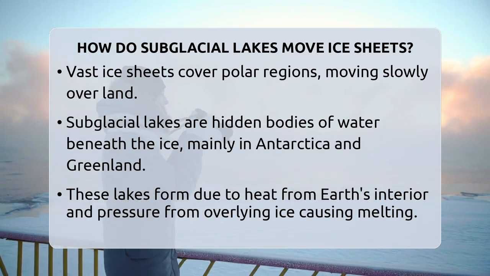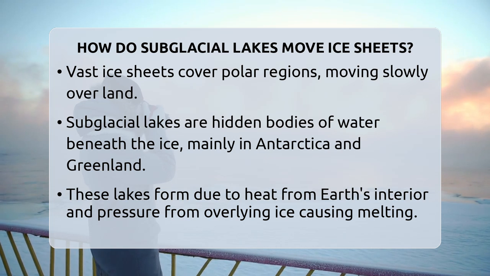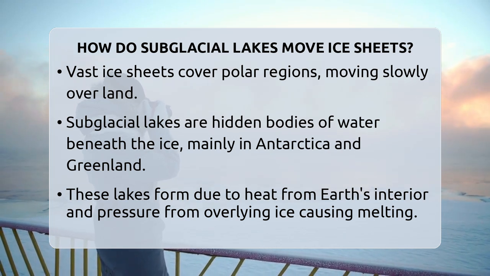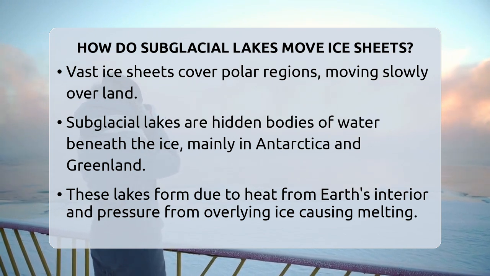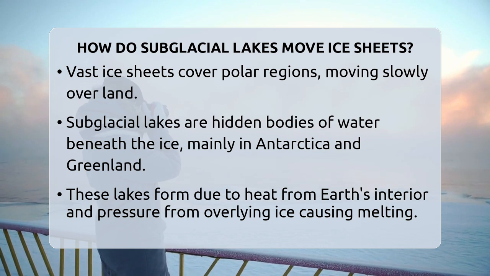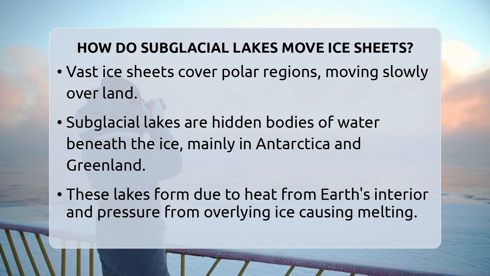How do subglacial lakes move ice sheets? Imagine a vast sheet of ice covering the polar regions, slowly creeping over the land. Beneath this icy blanket, hidden lakes sit quietly, but they can have a big impact on how the ice moves. These bodies of water are called subglacial lakes, and they are found mainly in Antarctica and Greenland.